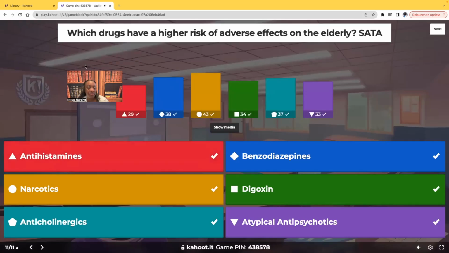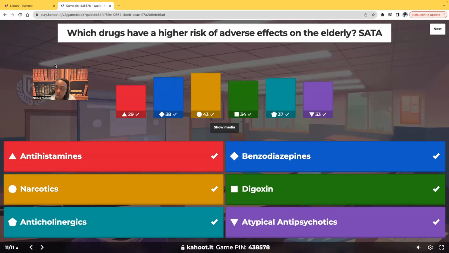All of them. All of these drugs have higher risks or potential for adverse effects on the geriatric patient. Remember, the kidneys and the liver are not working the way they used to, so they're not metabolizing the drugs the way they used to. They're not excreting these drugs the way they used to, and they have some serious adverse effects, especially in the elderly. So let's talk about antihistamines.